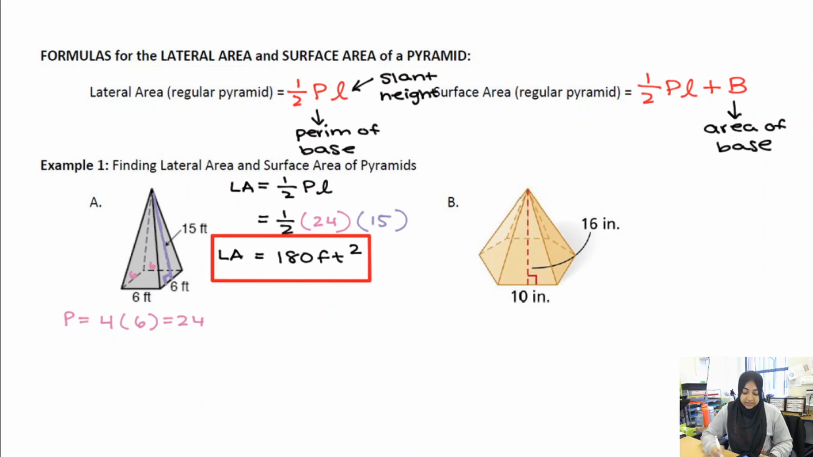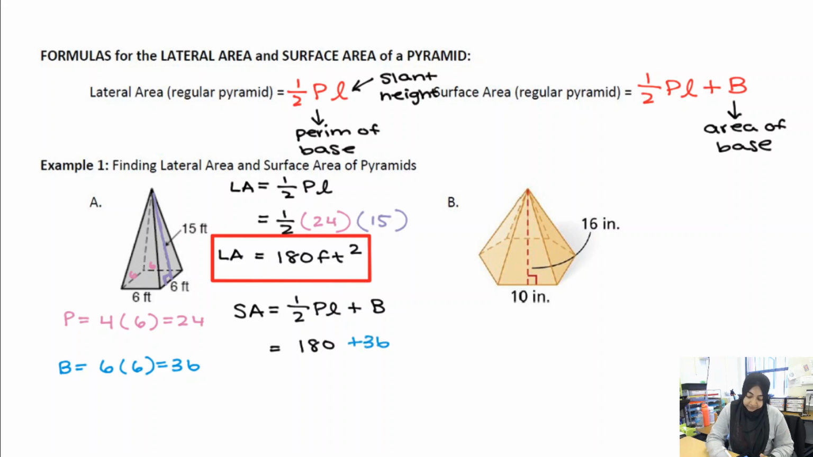Now to find the surface area, I'm going to again just take that lateral area, which is 1/2 PL. I'm going to add on the area of my base. To find the area of my base, again, it's a square. I'm just going to do base times height. 6 times 6 is 36. So I already had my lateral area, which was 180, and now I'm going to add on 36 to that. So my surface area is 216 feet squared.